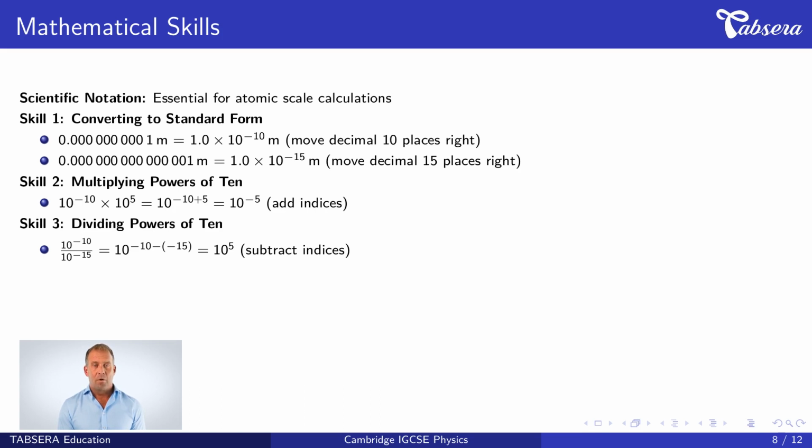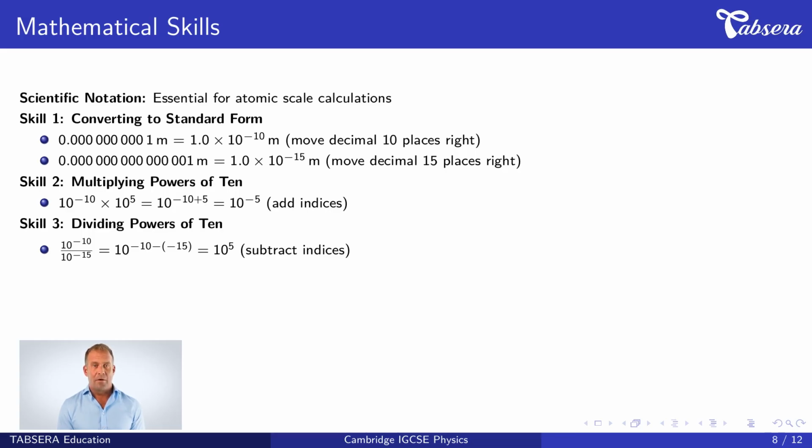When we write 0.0000000001 meters, we count decimal places moved to get 1.0 times 10 to the power minus 10 meters. We moved the decimal point 10 places to the right, giving the negative index. Similarly, 0.00000000000001 meters becomes 1.0 times 10 to the power minus 15 meters, moving 15 places.